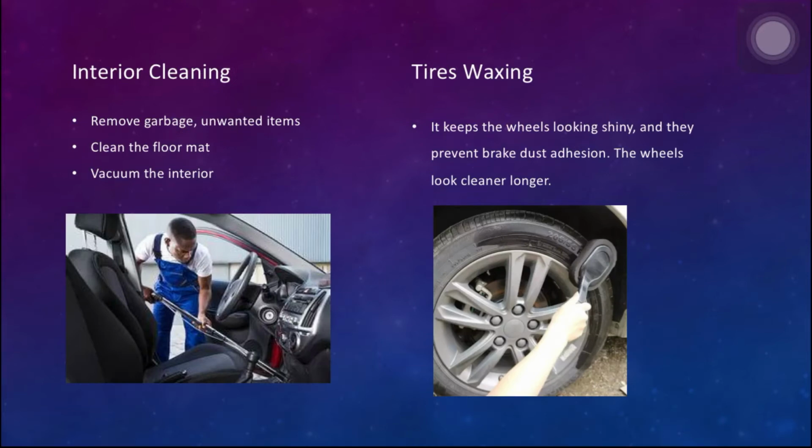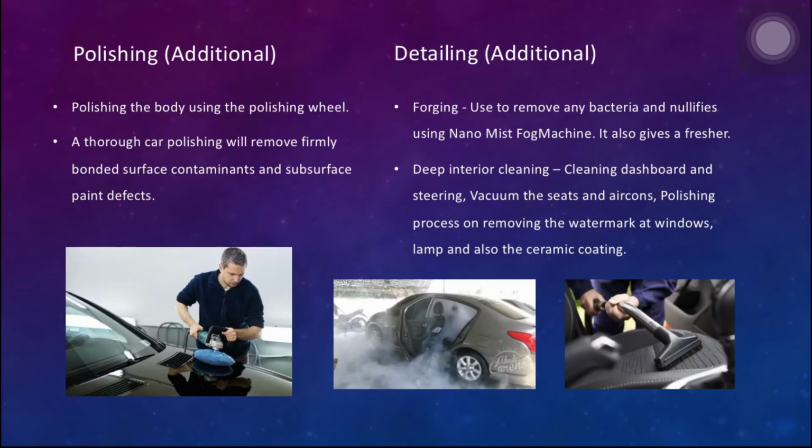The third one is interior cleaning. The interior cleaning includes removing garbage and unwanted items, cleaning the floor mat and vacuuming the interior. And then tire waxing. It keeps the wheels looking shiny and prevents brake dust adhesion. The wheels look cleaner longer. The fifth one is the additional part, which is polishing. Polishing the body using the polishing wheel. A true car polish will remove firmly bonded surface contaminants and subsurface paint defects.